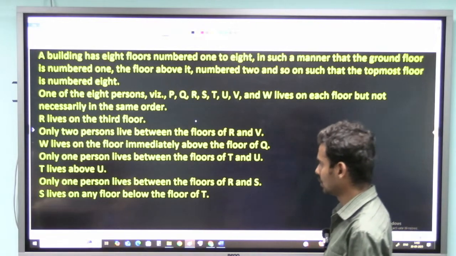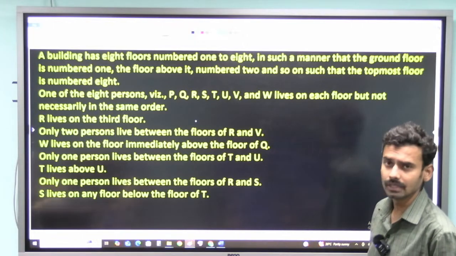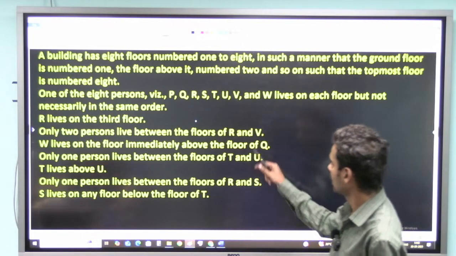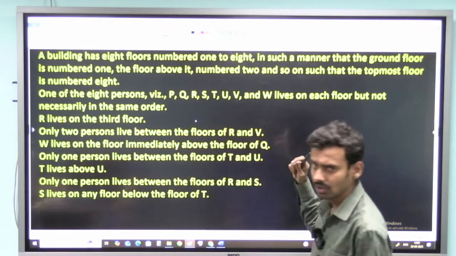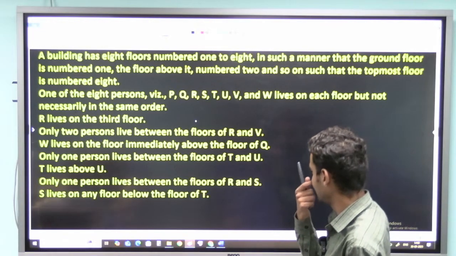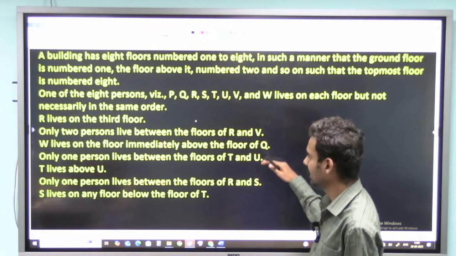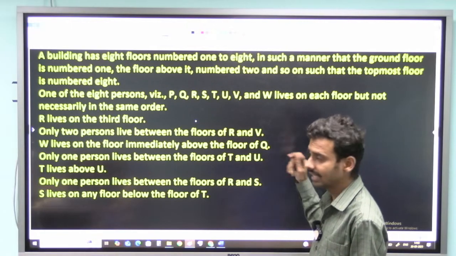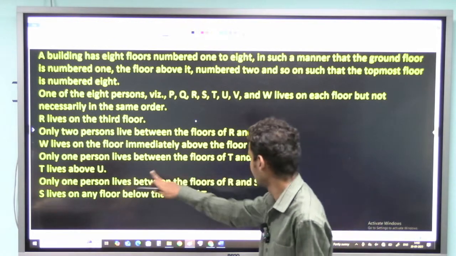Then W lives on the floor immediately above the floor of Q. So this is obviously an indirect hint, because as of now till this point I was not having any information regarding W and Q. Then only 1 person lives between the floor of T and U. Again, I don't have any information regarding T and U till here. So it is also an indirect hint. Then T lives above U. So they are trying to connect these two.